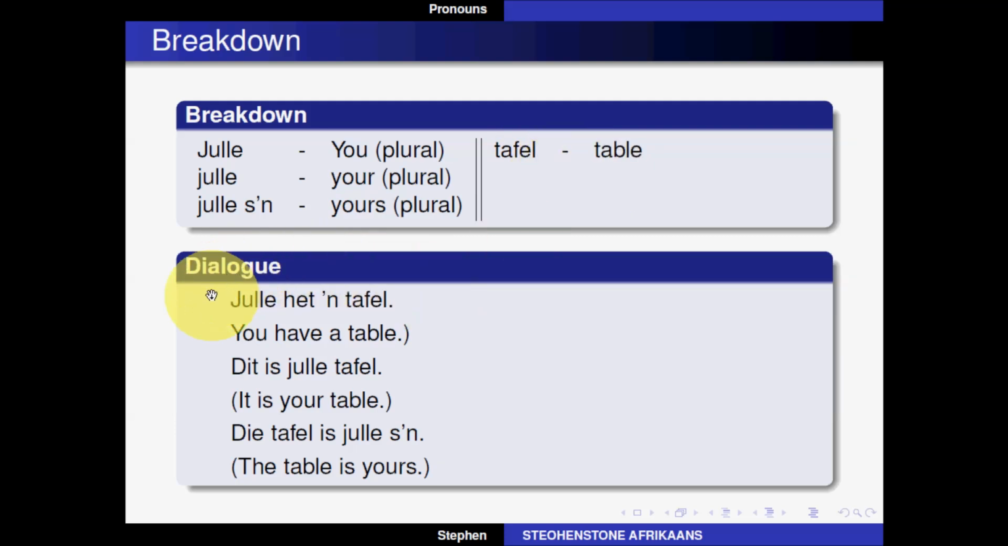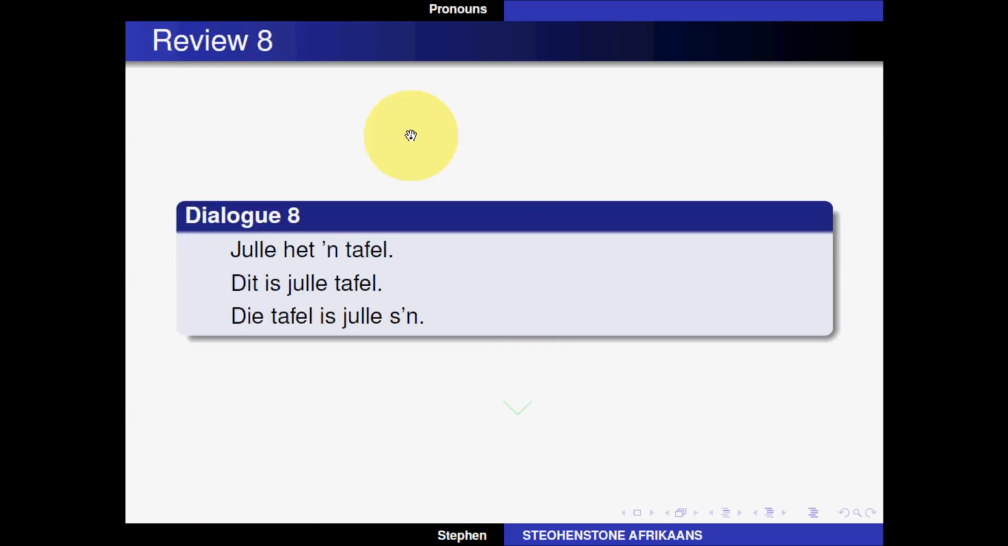So let's look at this one sentence at a time. Julle het 'n tafel. That means you all have a table. Dit is julle tafel. It is your table. Die tafel is julle sin. The table is yours. So let's review this last one and we're done.